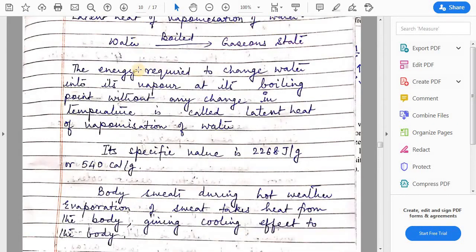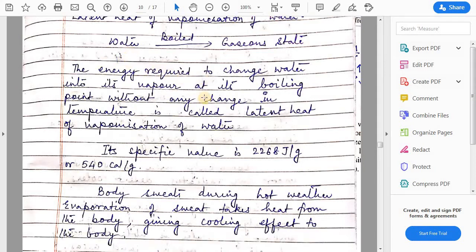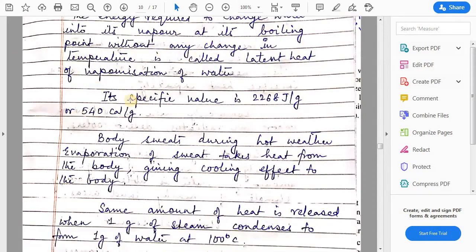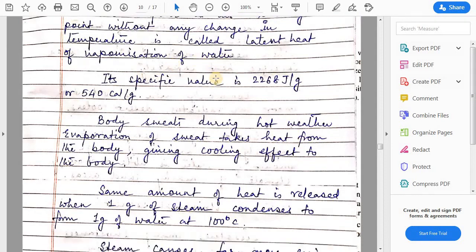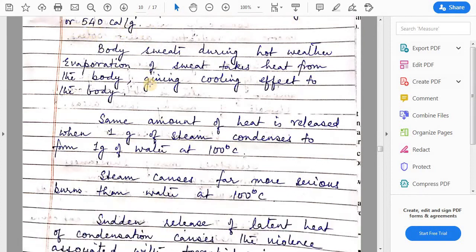Next is latent heat of vaporization. I am going quickly because you have already done all these things in the previous classes in physics probably. If you boil water, it changes into the gaseous state. The energy required to change water into its vapor at its boiling point without any change in temperature is called latent heat of vaporization of water. And the specific value is 2268 joule per gram or 540 calorie per gram.